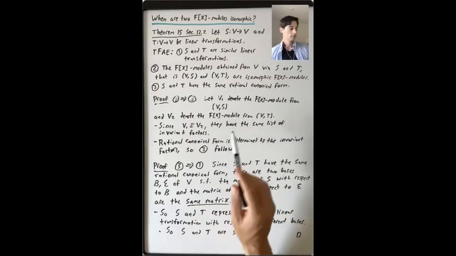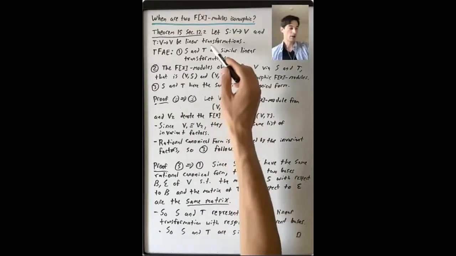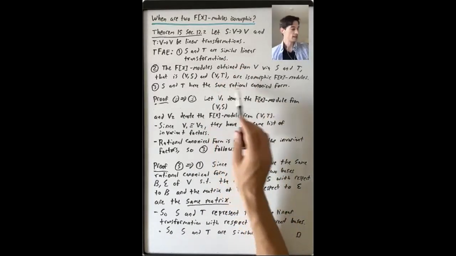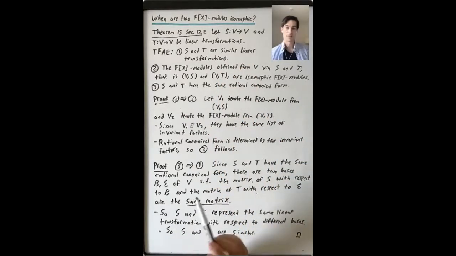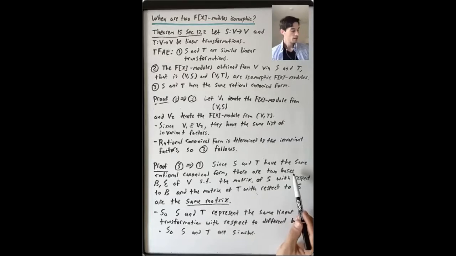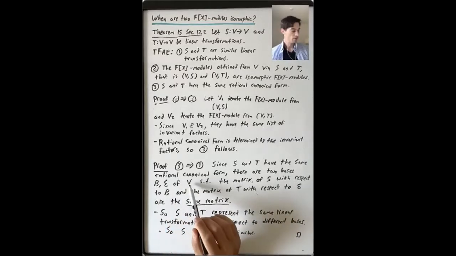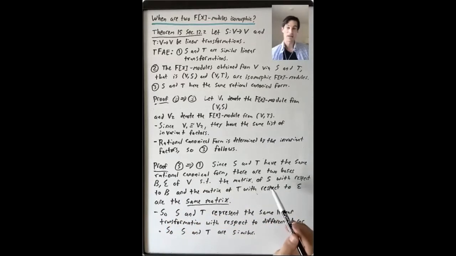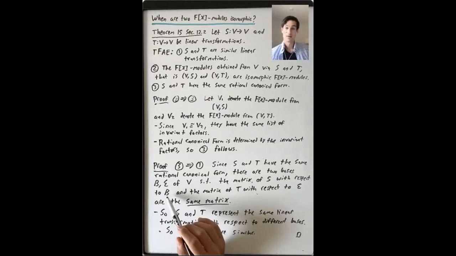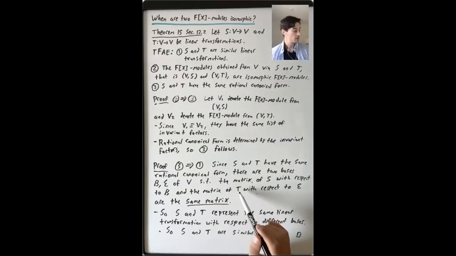All right. Let's do the last piece, 3 implies 1. Let's suppose that S and T have the same rational canonical form. So what does that mean? There are two bases, B and E of V, such that you take the matrix of S with respect to B. What is it? It's the rational canonical form of S. And you take the matrix of T with respect to E. What is that? The rational canonical form of T. But we know they have the same rational canonical form. So these are the same matrix.